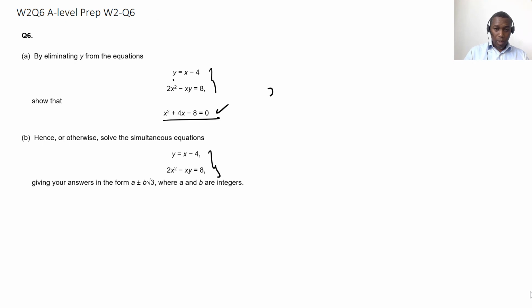Okay. So we've got x squared plus 4x take away 8 equals 0. Now, if they've shown me this format, a plus or minus b root 3, that tells me that I'm not going to get an exact answer by factorizing. That tells me I can't factorize. So there's two things you've got here. You can either set up the quadratic formula. And when I say set up, it's not using the calculator to get the answer.